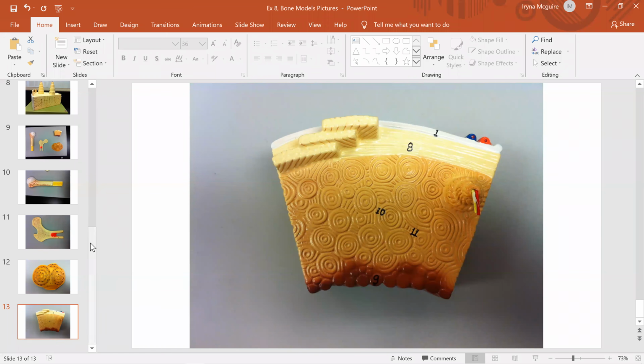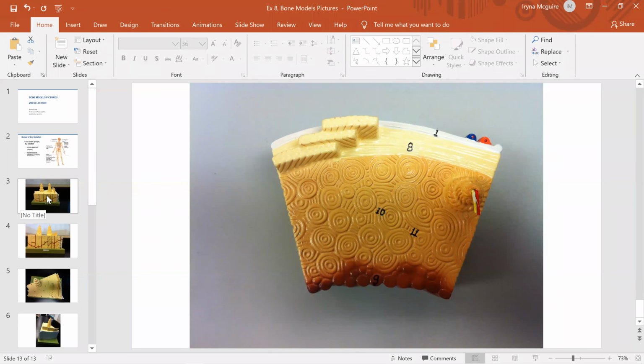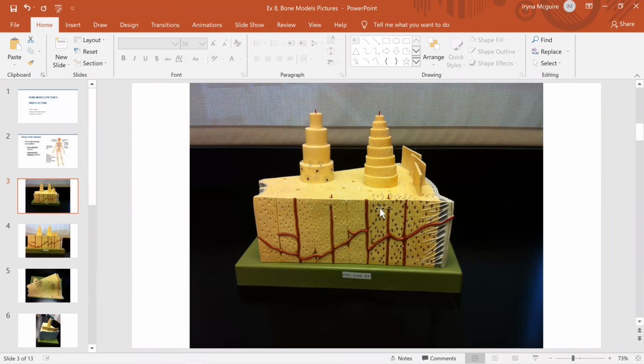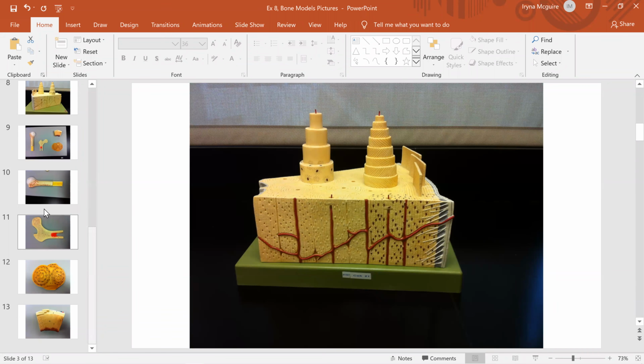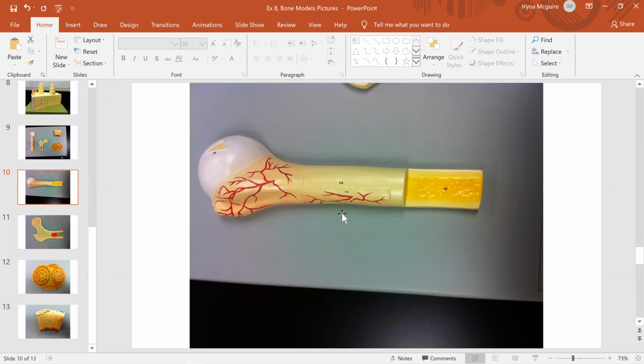Okay, so these models that we covered can be on your next lab exam. So make sure you can label all these parts and you know their names, right? The same as the parts of a long bone. Okay, and that's it for this lecture, and I hope it was helpful.